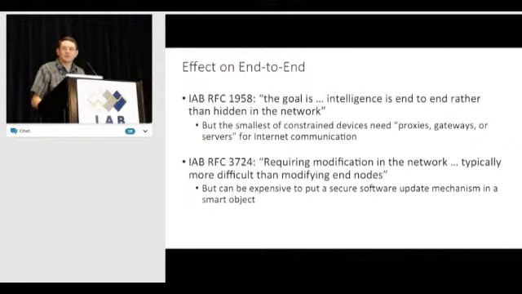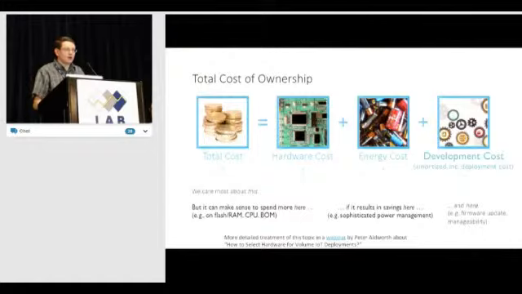The last slide before I hand off to Hannes is that, you know, when we talk about cost, right, often we have to think about the total cost of ownership, which is the sum of at least three things, right? Hardware, energy cost, deployment cost, development cost, sorry, and maybe some other things. And this notion of, gosh, it's too expensive to put something in is focusing just on the hardware cost, right?